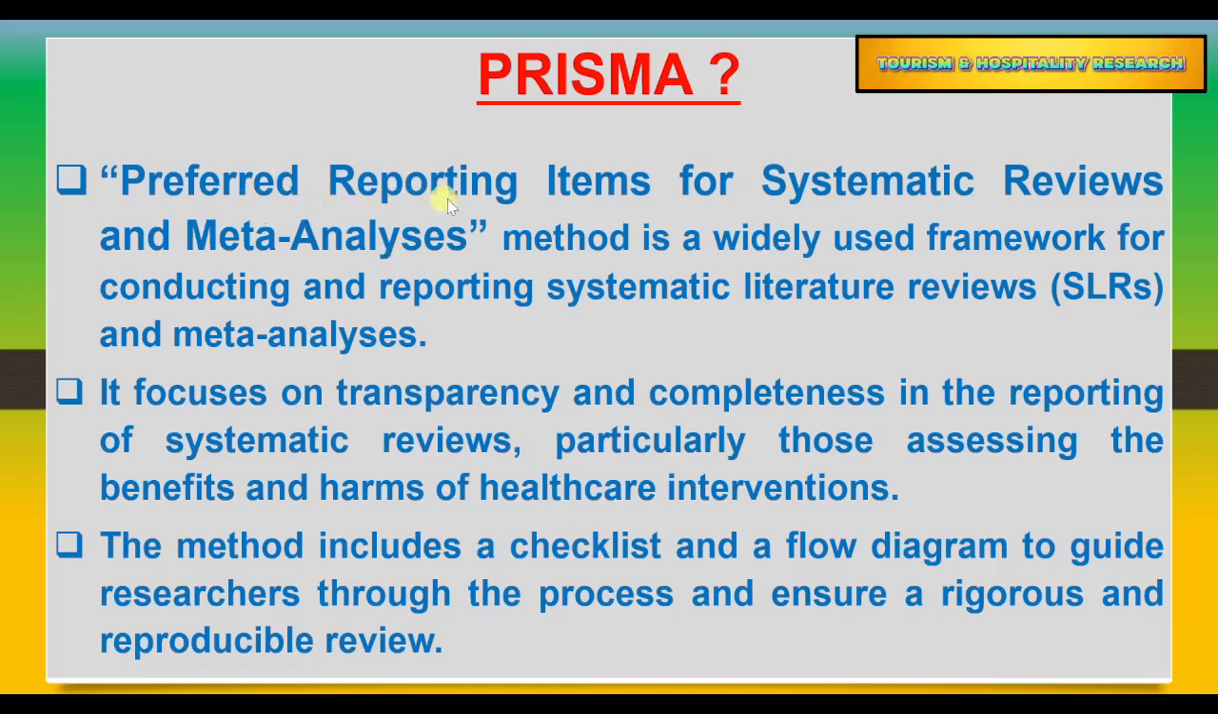PRISMA stands for Preferred Reporting Items for Systematic Reviews and Meta-Analysis. This method is a widely used framework for conducting and reporting systematic literature reviews and meta-analysis. It focuses on transparency and completeness in the reporting of systematic reviews, particularly those assessing the benefits and harms of healthcare interventions. But we can use it in social sciences and other streams as well. The method includes a checklist and a flow diagram to guide the researchers through the process and ensure a rigorous and reproducible review.